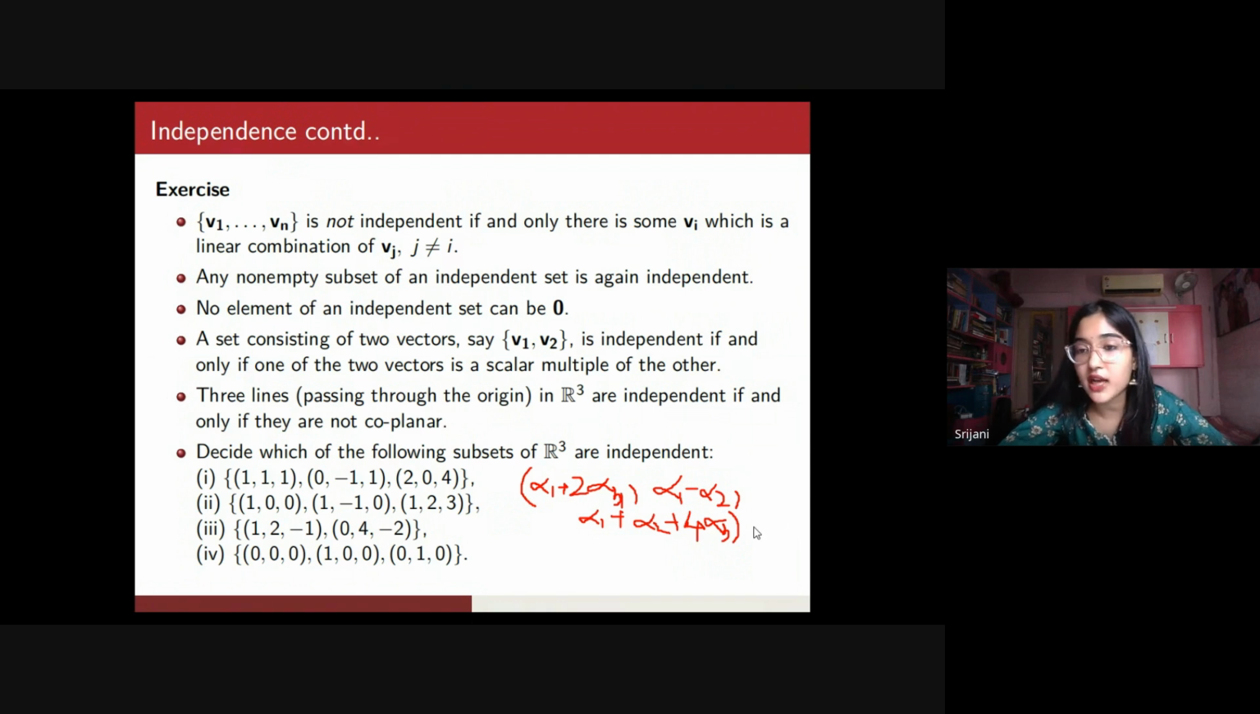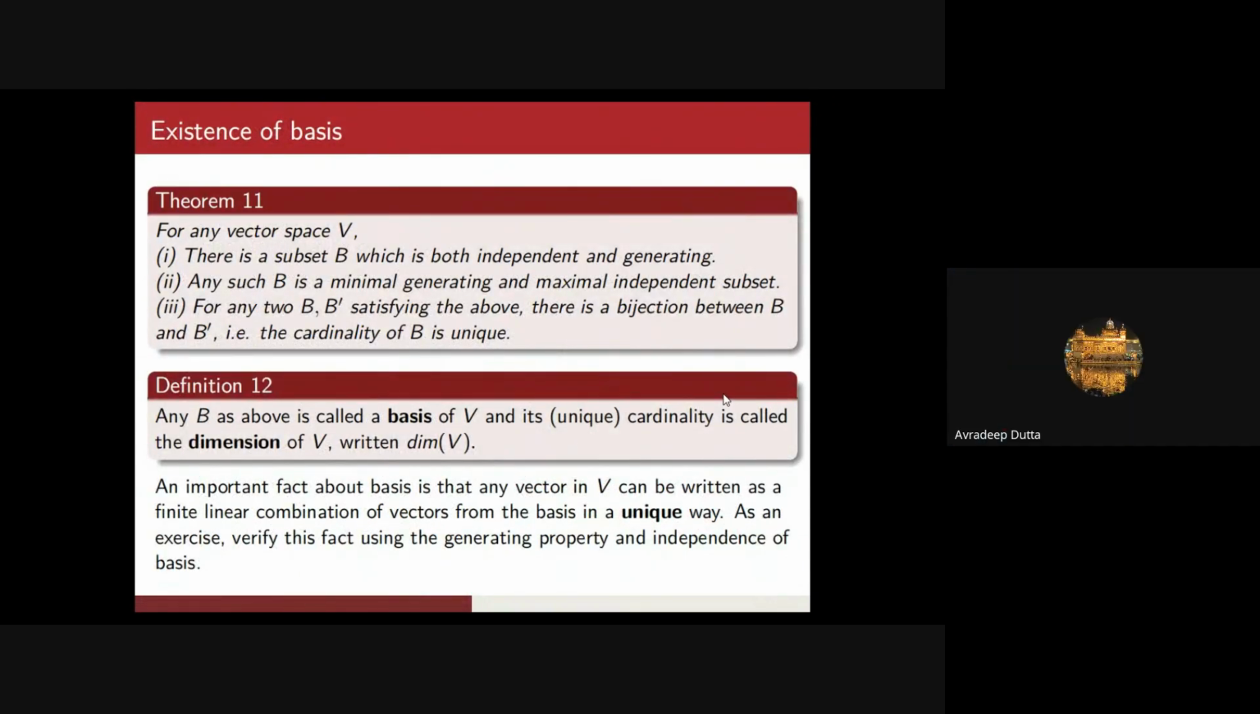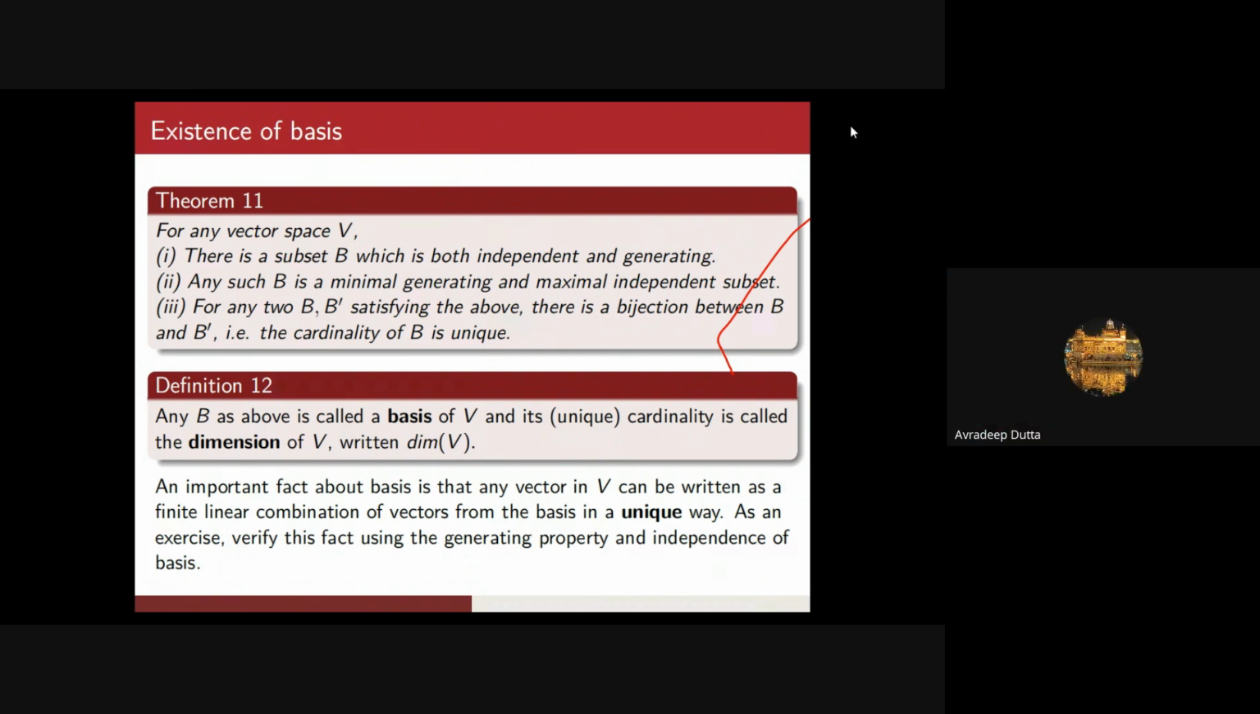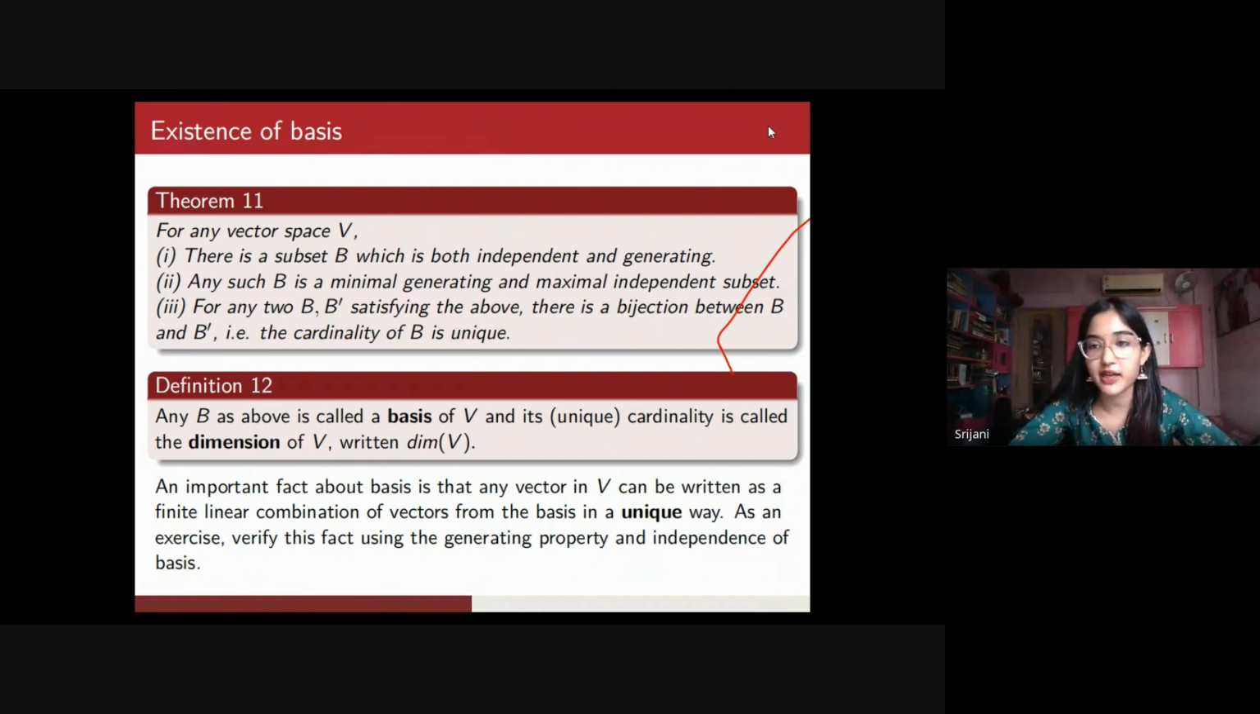Yeah, and now someone was asking about this maximal independent, minimal generating. Can you repeat that question once more? Yes, ma'am, I was just asking that minimal generating set and maximal independent set are equivalent, not the same, because of the basis. Yeah, actually it will imply that minimal generating implies maximal independence.